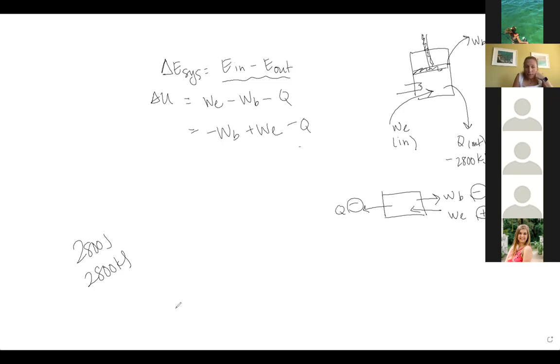Wait, so are you saying that the initial problem statement should have been 2,800 joules, so that when we did our math, it would have been 2.8 kilojoules? Right, exactly. Yeah. So this is problem 4.9 in the book, and I was just copying it directly. It says 2,800 joules, but I think I wrote 2,800 kilojoules.